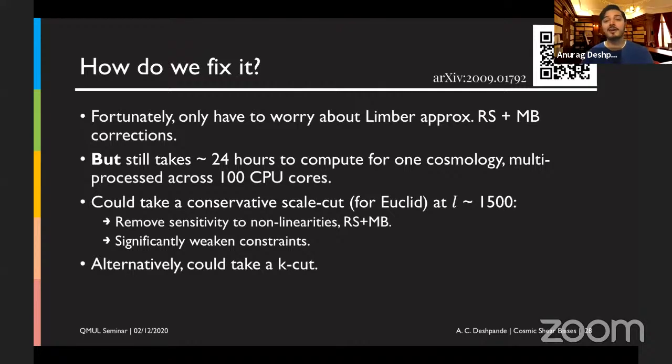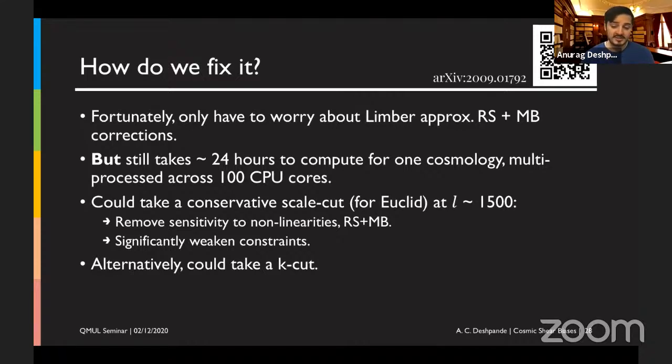And the reason I singled that out is because in the recent forecasting paper for Euclid, that is proposed as a kind of conservative scale cut to remove sensitivities to the nonlinear part of the matter power spectrum. And it would also remove sensitivity to all these additional corrections as well. But that actually significantly weakens the constraints that we get, to the point where Euclid wouldn't be able to meet its goal for weak lensing precision.